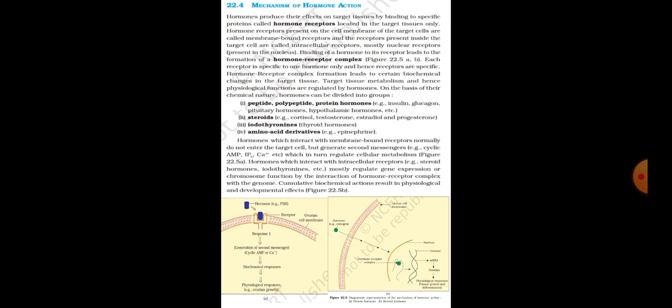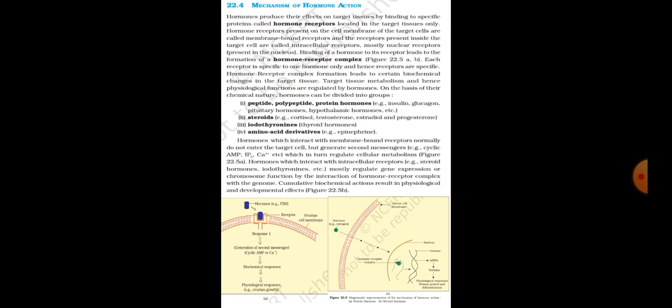Binding of a hormone to its receptor leads to the formation of hormone receptor complex. Each receptor is specific to one hormone only, and hence receptors are specific. Hormone receptor complex formation leads to certain biochemical changes in the target tissue. Tissue metabolism and hence physiological functions are regulated by hormones. On the basis of their chemical nature, hormones can be divided into groups: peptide, polypeptide, protein hormones. Example: insulin, glucagon, pituitary hormones, hypothalamic hormones, etc. Steroids. Example: cortisol, testosterone, estradiol, and progesterone.